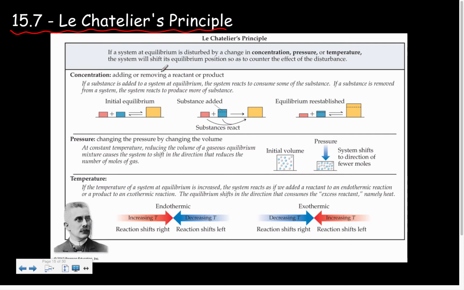Now, really important. Q versus K is how we compare where a reaction is at any given instant versus where it's going to be. So Q is where it is, and we can predict whether we're going to make product or reactant as we head toward equilibrium. Le Chatelier's principle is only for analyzing a system at equilibrium. So if a system is already at equilibrium and we disturb it, then we would apply Le Chatelier's principle. So it's like Q versus K, but we would use the analysis at a different time.